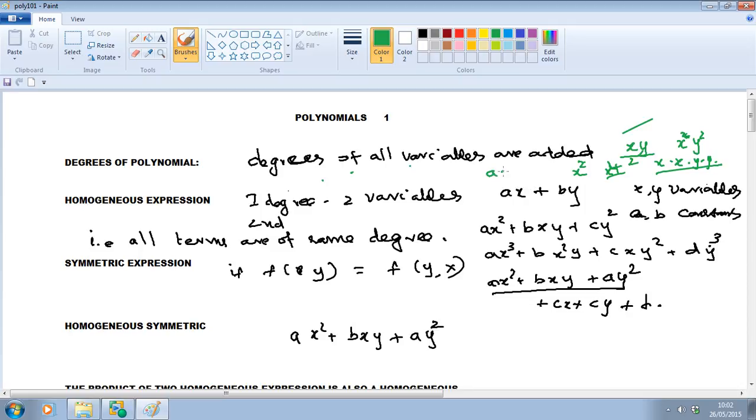So if it is ax square, a is a constant, only x square is the variable part. So it's a second degree polynomial. So the degrees of all variables are added.